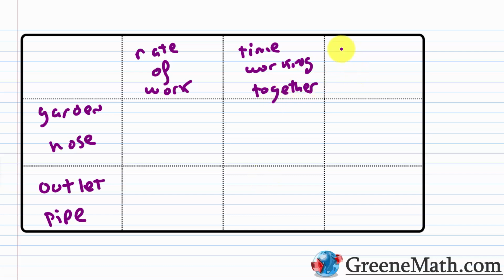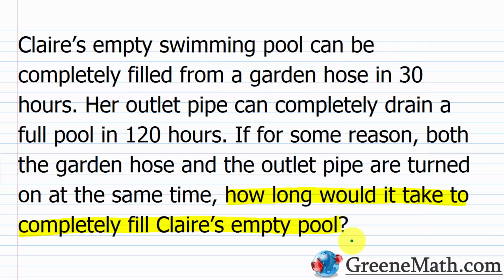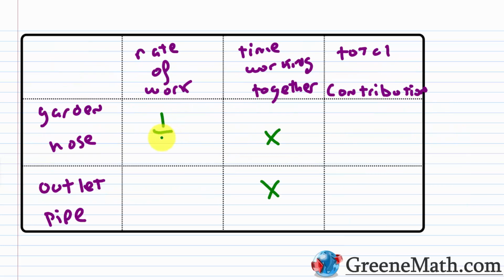And then we're going to have our total contribution. So we know one thing so far, it's the time working together is x, because we just let a variable represent that. So this is x and this is x. The rate of work, let's go back up. We've got to find the garden hose and the outlet pipe. So the garden hose can fill the pool in 30 hours. So every hour it's done 1 over 30 of that job. So the rate of work is 1 over 30. So I'll put 1 over 30.